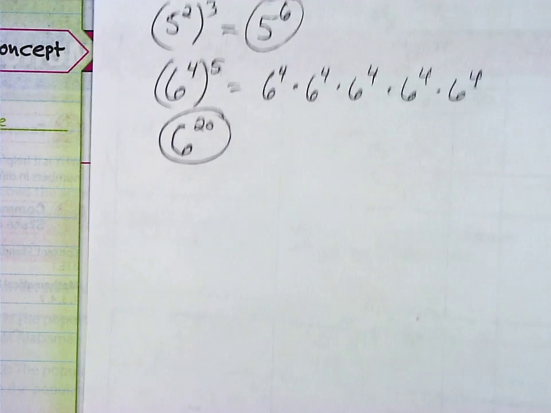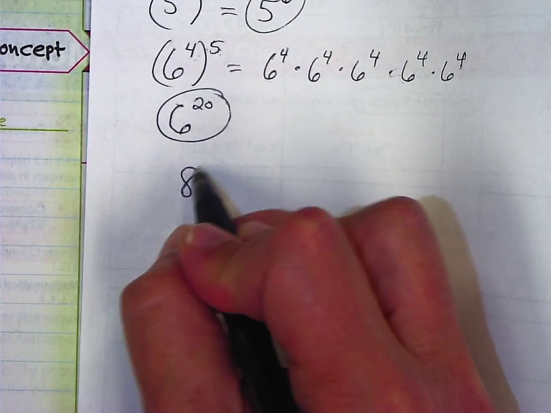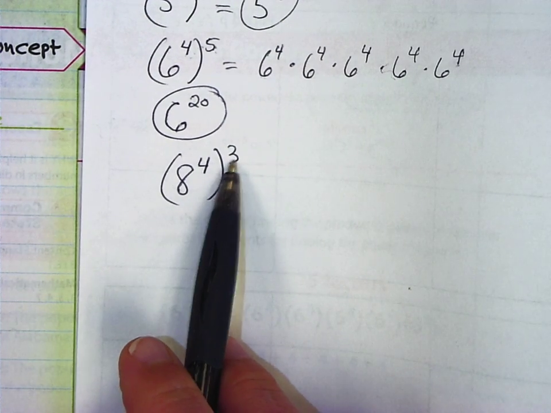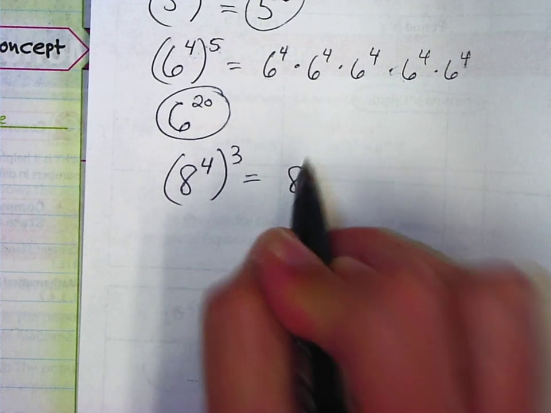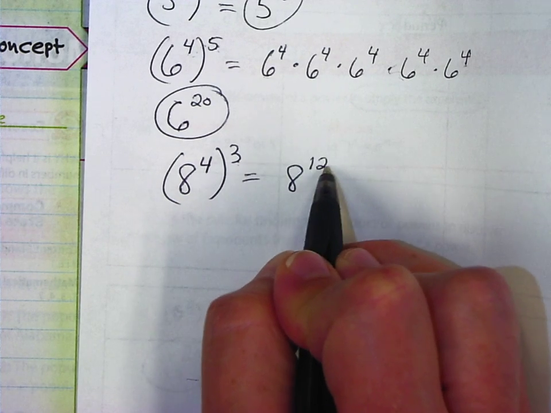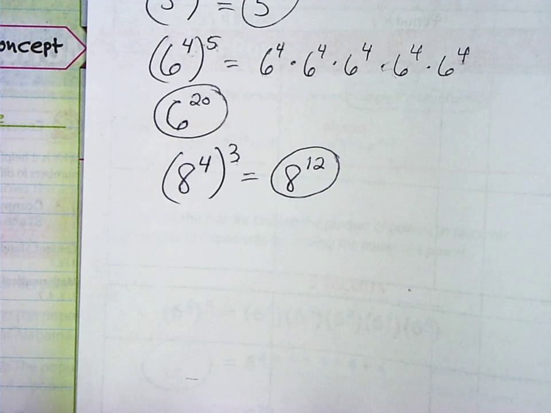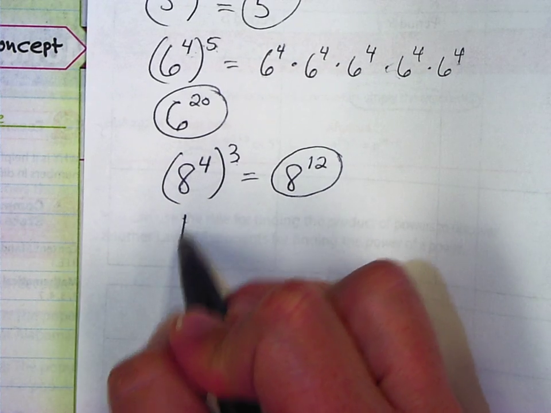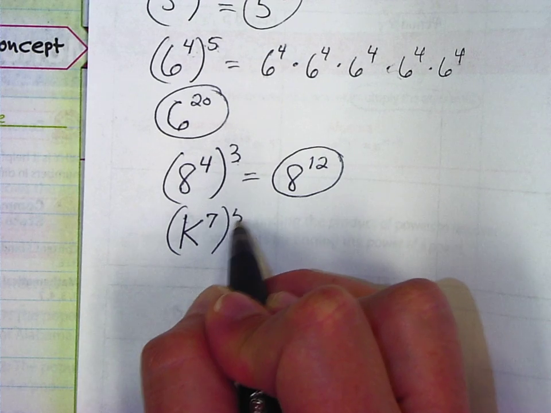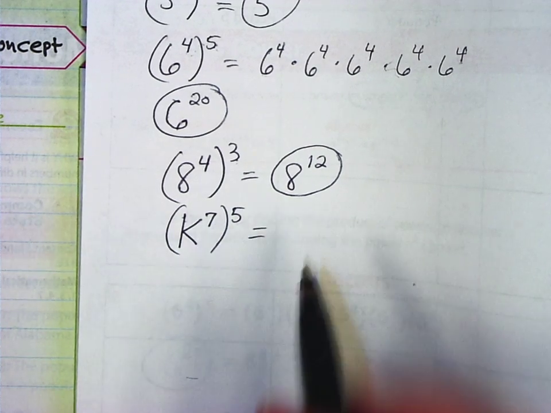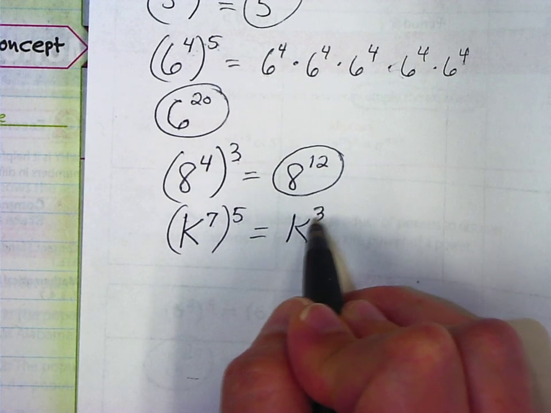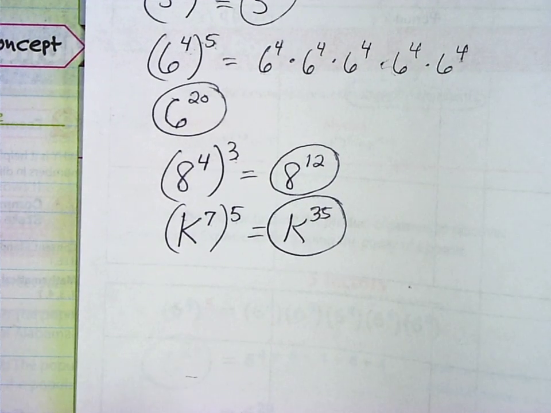Okay, let's take a look at another one. Let's try 8 to the 4th to the third power. We're finding a power of a power, so we're going to keep the same base and we will multiply the exponents. 3 times 4 is 12, 8 to the 12th power. And same thing for variables. k to the 7th to the 5th power. We're finding a power of a power, so we will keep the k and multiply 5 times 7. So k to the 35th power.